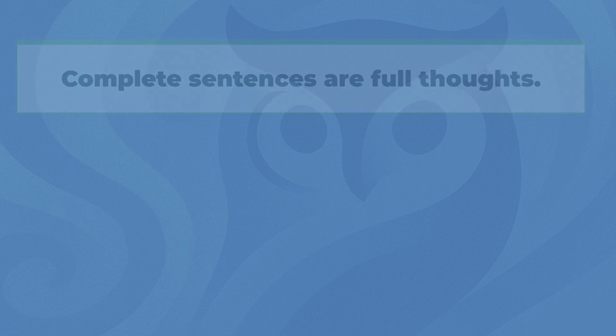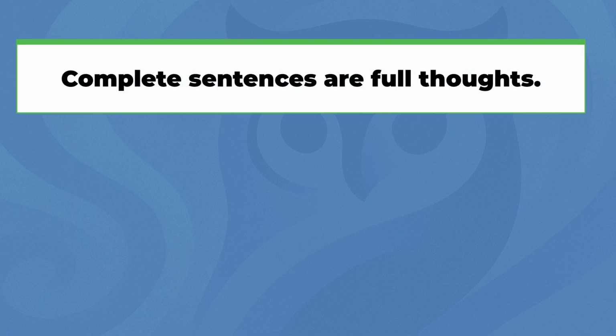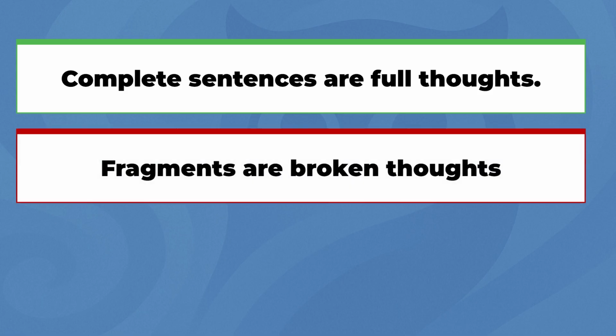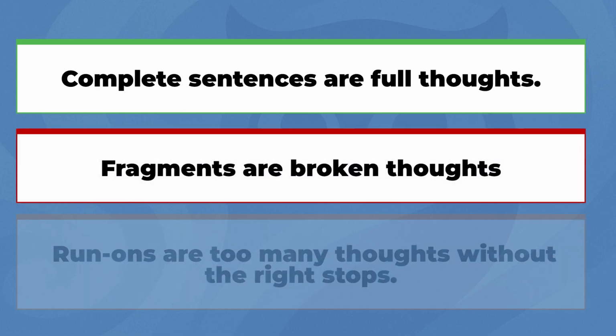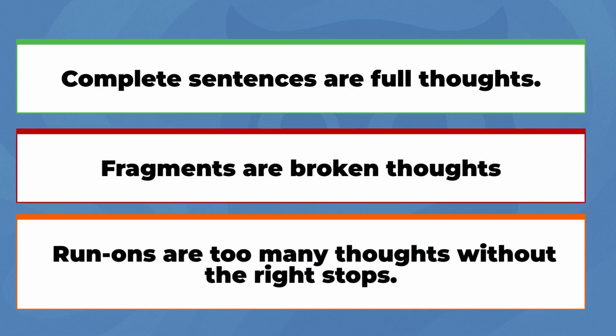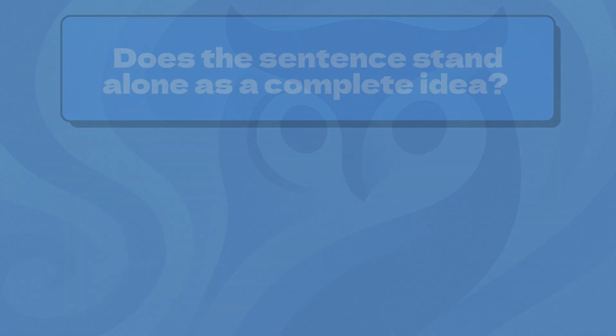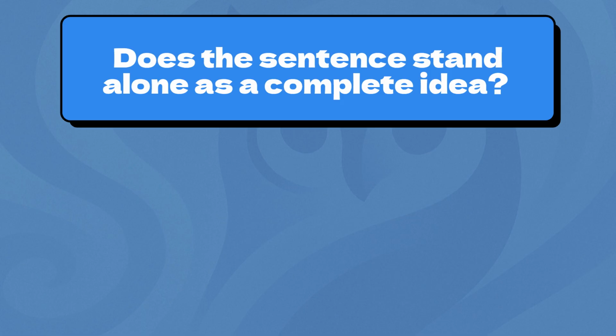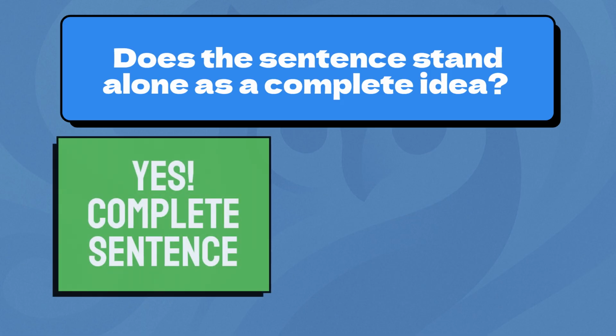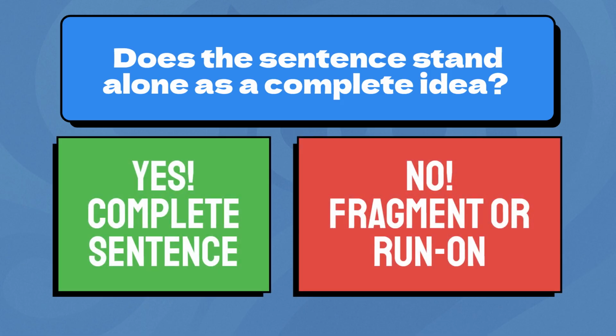So here's what we've seen so far. Complete sentences are full thoughts. Fragments are broken thoughts. Run-ons are too many thoughts without the right stops. So the test is always this: does the sentence stand alone as a complete idea? If yes, it's a sentence. If no, it's a fragment. If it's too many complete ideas smashed together without connecting them properly, it's a run-on.